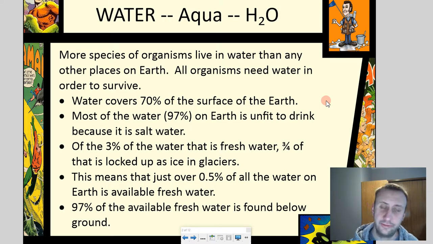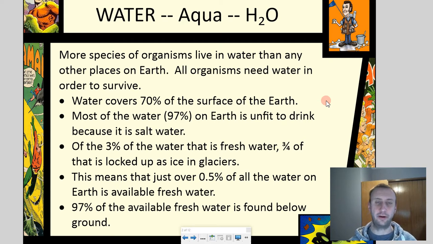Water is very important to life. More species of organisms live in water than any other place on Earth. So we look at all these land animals that we have, and that's just part of the living things we have. In fact, it's the smallest part. Most organisms actually live in the water. And on top of that, all organisms obviously need water to survive. If there is no water, there is no life, which is why when they discovered water on Mars, it was such a big deal, because it means that there could be life there.